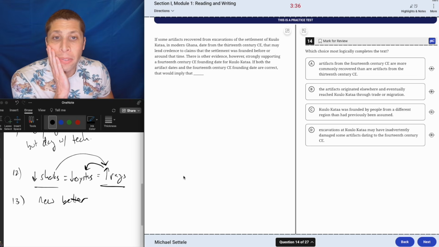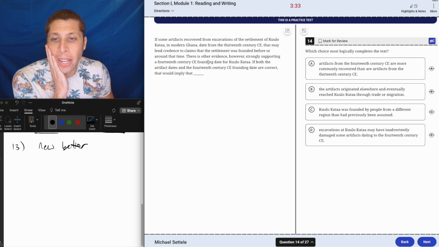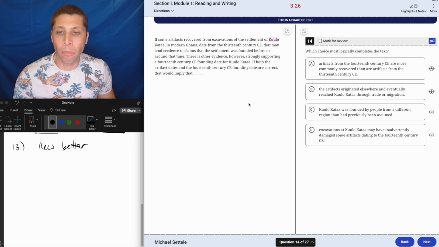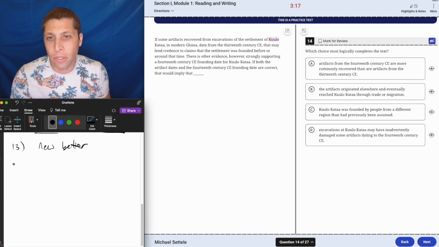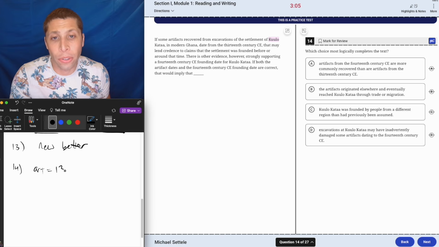In some artifacts recovered from excavations of the settlement in Kulukata, I know that name too. This is also a question I've seen. In modern Ghana, dating from the 13th century CE, that may lend credence to claims that the settlement was founded before or around that time. There is other evidence, however, strongly supporting a 14th century founding date. If both the artifact dates and the 14th century founding date are correct, that would imply. So, 14th century. So, excavations date from the some artifacts. So artifacts equal 13th century, founded in the 14th.